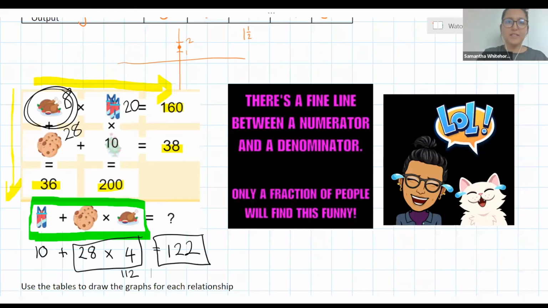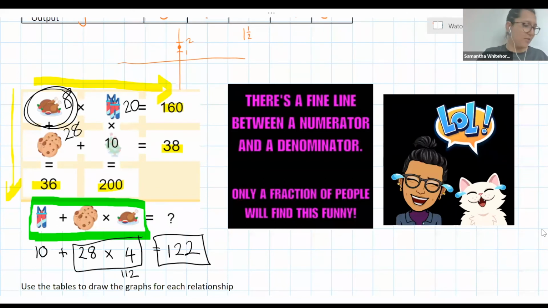Alrighty, so that is essentially how we do these brain breaks. This is not something you need to stress about. It's just something fun to try and give your brain a bit of exercise outside of just the maths that we do. So if you want to take a screenshot, by all means.